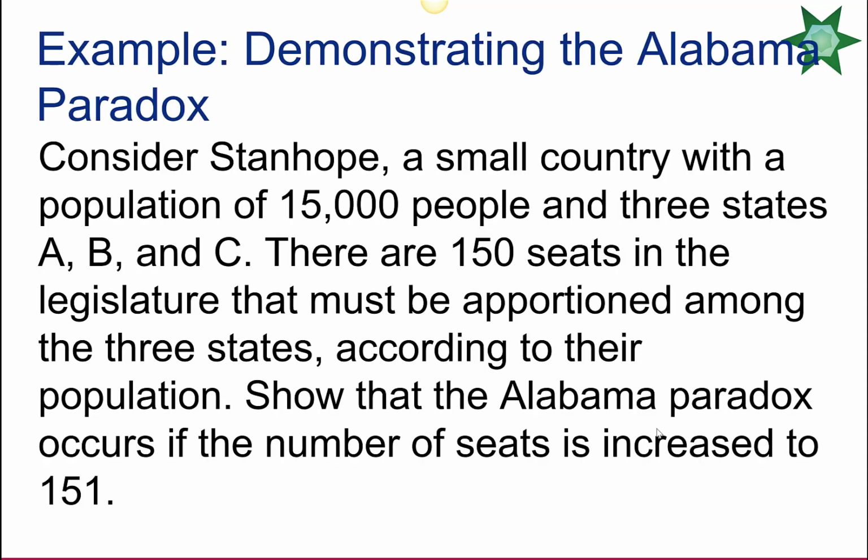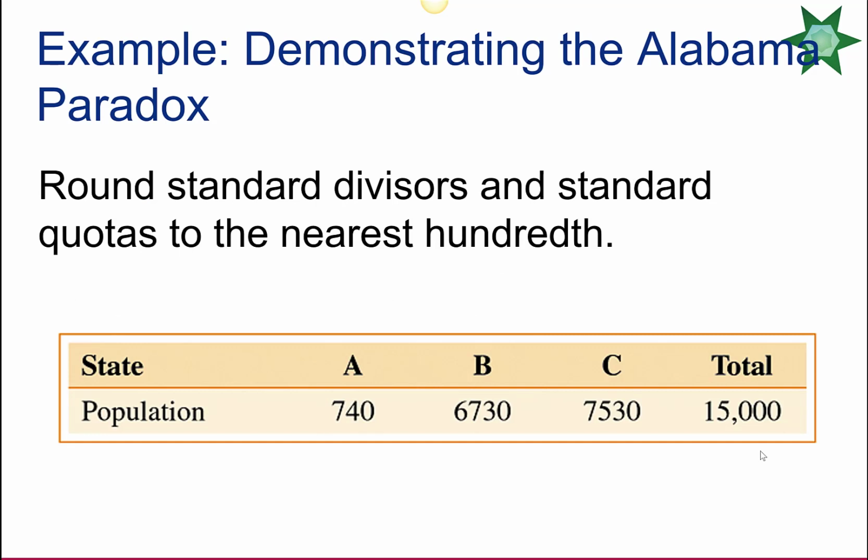Example, consider Stanhope, a small country with a population of 15,000 people in three states, A, B, and C. There are 150 seats in the legislature that must be apportioned among the three states according to their population. Show that the Alabama paradox occurs if the number of seats is increased to 151. So we're going to round the standard quotas and the standard divisors to the nearest hundredth.